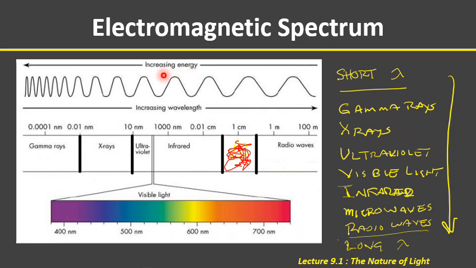I would like you to know those in order, because we'll see later that the energy of these different kinds of lights is related to the wavelength. So this list here, which puts them in order of shortest wavelength to longest wavelength, is also the list in order from highest energy to lowest energy. And understanding the energy of the different kinds of light is important. So I would like you to know this list in order.